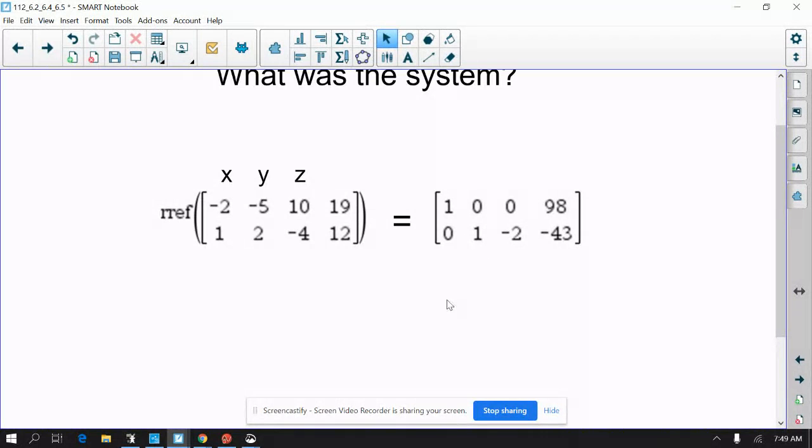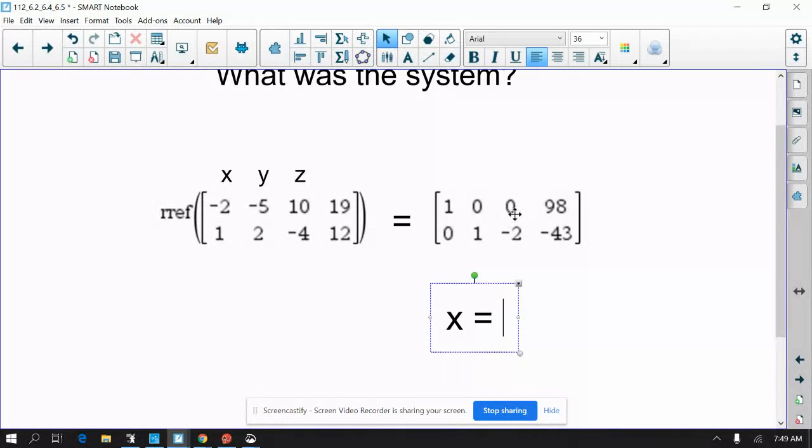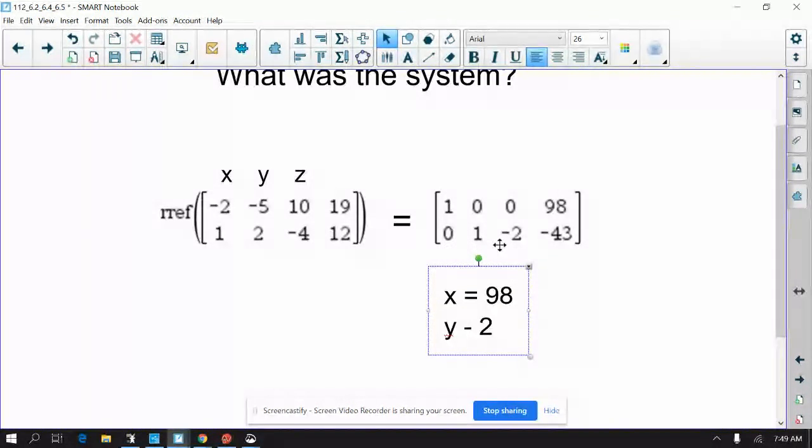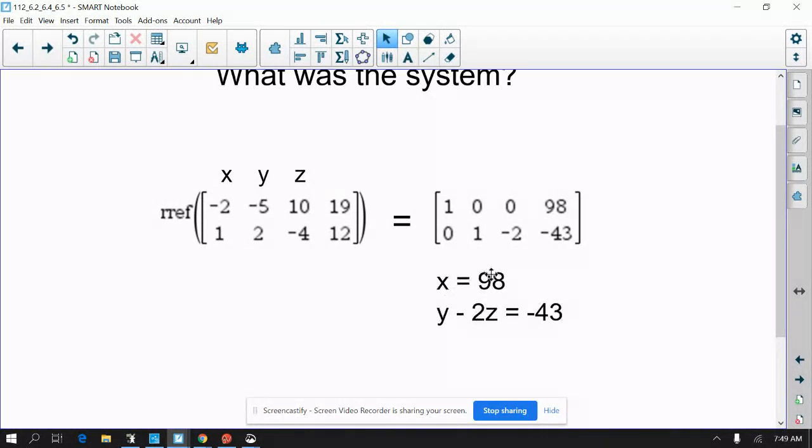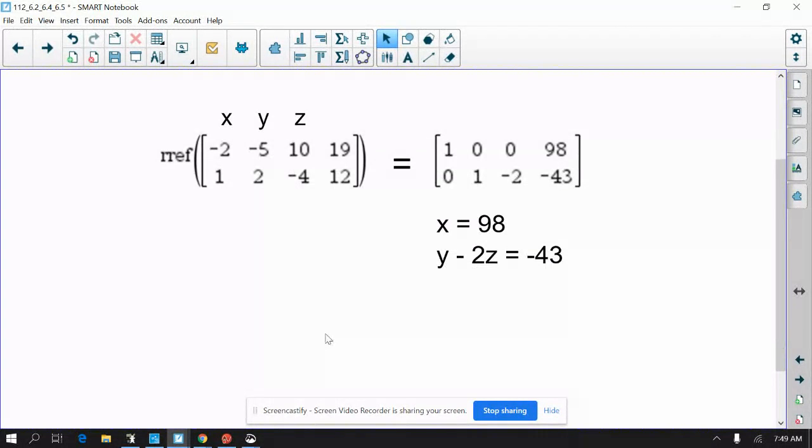So what does this mean? Well, that top row tells me that x plus no y's plus no z's is 98. So in other words, x is 98. And then the second line is no x's but 1y minus 2z's equals negative 43. So again, the answer is an ordered triple x, y, z. X is 98. There's no debate. But y and z are both free. As long as y minus 2z is negative 43, then you're going to have a solution.